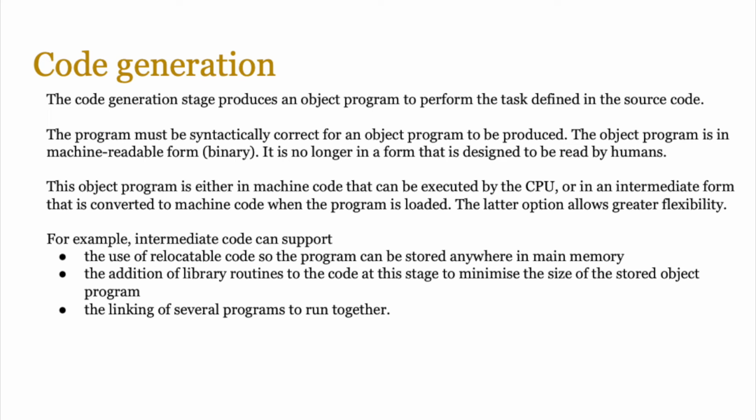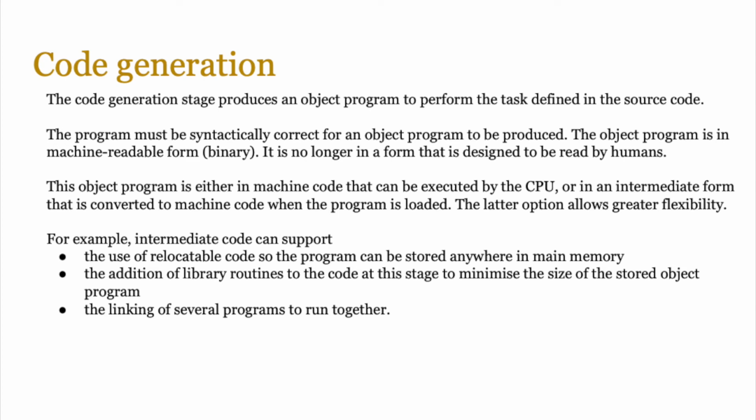You might argue, well, why not just use the source code? Well, the fact is that you've already processed two stages of the compilation process, so you've kind of got an intermediate stage. So the compilation process is a lot quicker compared to going back to the high-level language and then converting it and going through the motions again. Now, this allows greater flexibility, and for the exam, you need to know the benefits of intermediate code, and they include the use of relocatable code, so the program can be stored anywhere in main memory, the addition of library routines to the code at this stage to minimize the size of the stored object program. That can happen as well.